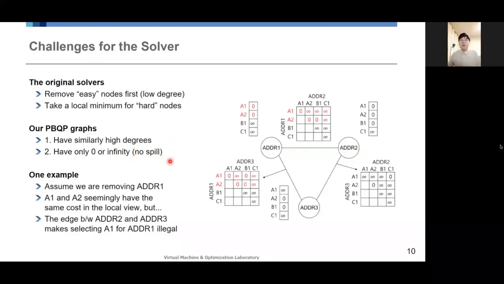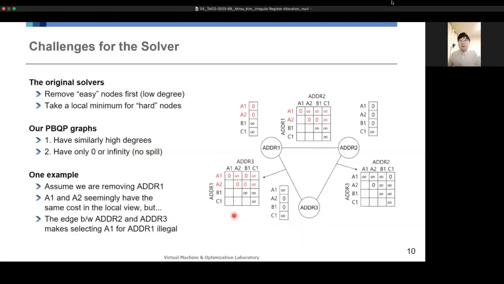Therefore, if the algorithm carelessly takes a local minimum, it might fail to find a valid solution, even for the cases where it could if it did the right thing. For example, this is the example where a local view might lead to the total failure. So we devise a more elaborate solver focusing on the enumeration of hard nodes, which trades off the allocation time and the search space to find the solution still in a reasonable time.